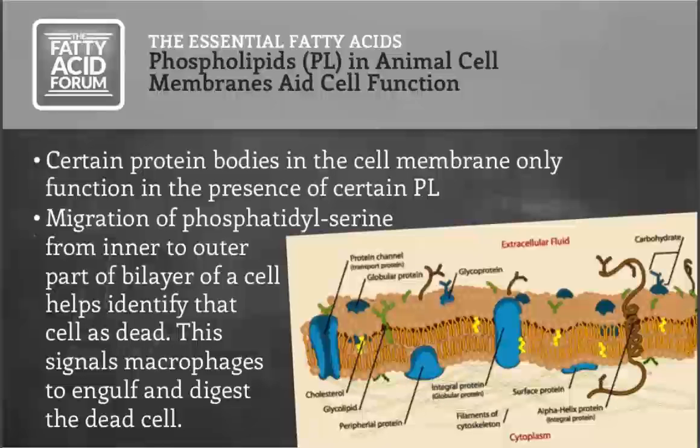Certain protein bodies within the animal cell membrane only function in the presence of certain phospholipids. The presence of other phospholipids can indicate the health of the cell. For example, the migration of phosphatidylserine from the inner to the outer part of the bilayer of a cell membrane helps identify that cell as dead, and this signals macrophages in the animal's system to engulf and digest the dead cell.